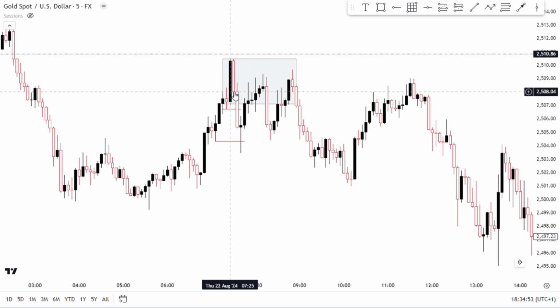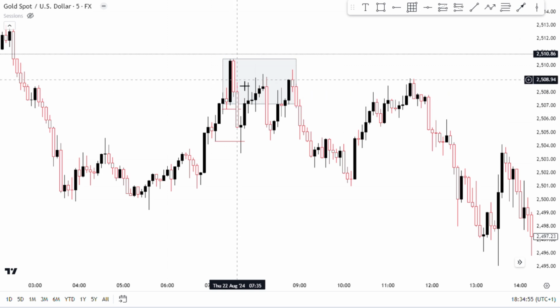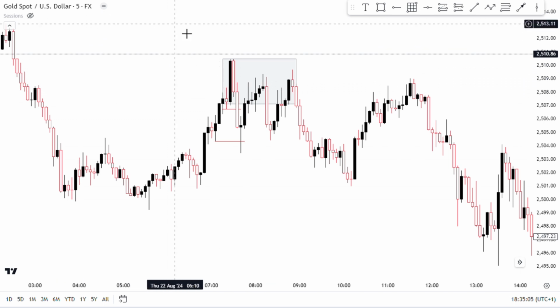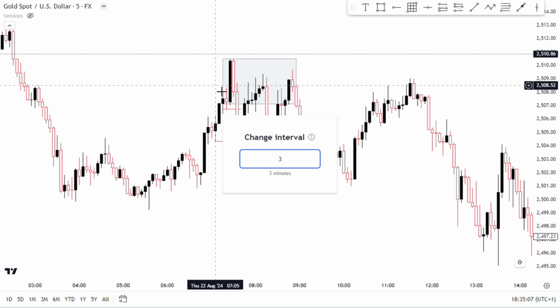I can't enter into this particular trade right now because the order block is very big for me, so I have to go down to a lower time frame so I can increase my risk to reward ratio. So this 5 minutes time frame, we can go down to like 3 minutes time frame.